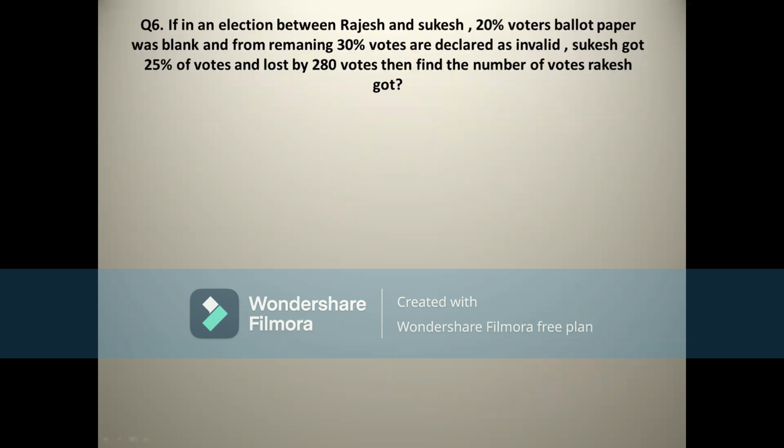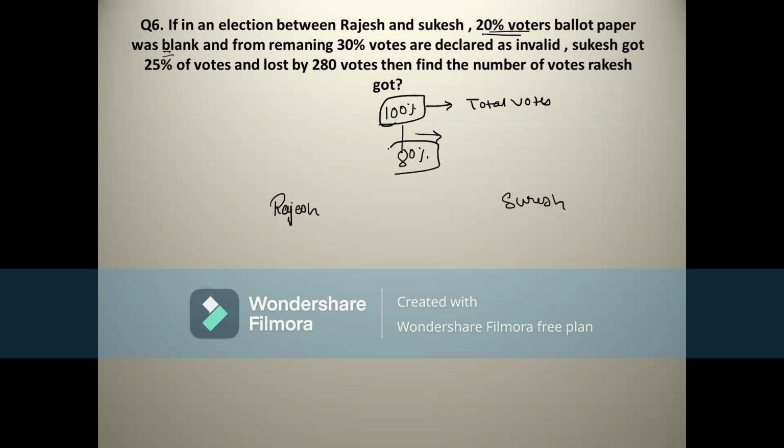Okay, now moving to the next question. The question says that in an election between Rajesh and Suresh, 100% will be my total votes. 20% of the ballot papers were blank, meaning the votes were blank. So the actual votes are 80%.